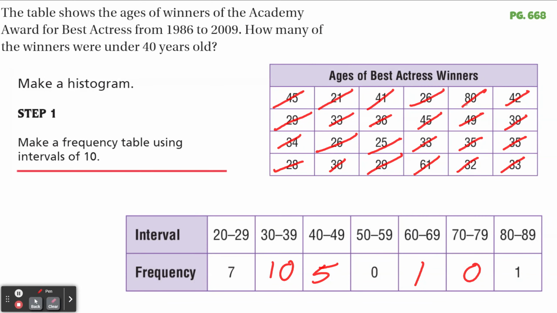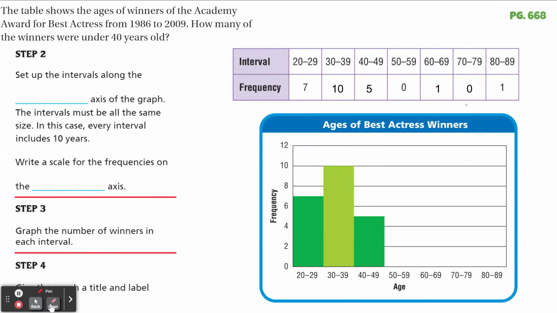So now that we have looked at the frequency, let me clear this, and we are going to set up the intervals along our x-axis of our graph. So they went ahead and they kind of started a histogram for us. And just like what we saw on the last page, we always want to put those intervals at the bottom. So all of our age ranges are going to be listed here at the bottom, with our frequency going across our y-axis, so going vertically.